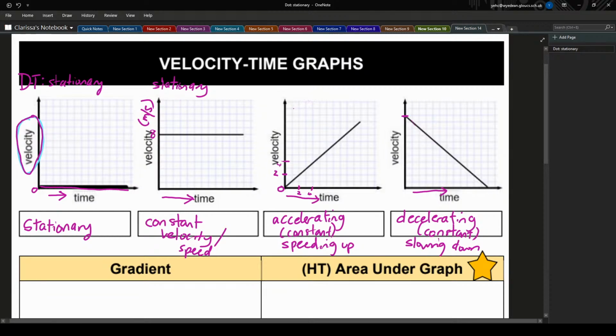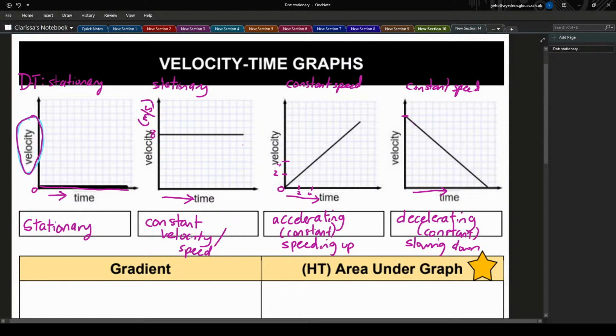But if it has a straight diagonal line like this, if it had the exact same shape as this, distance is increasing as time is increasing. So it's moving at a constant speed. And if it had a shape like this, it'd also be a constant speed, just returning to the start.